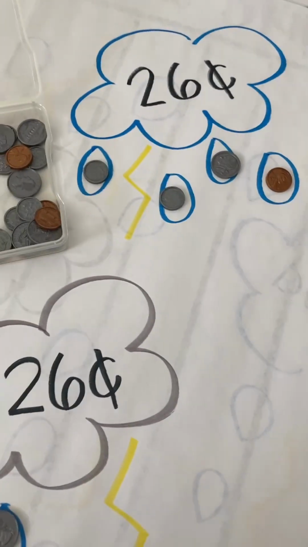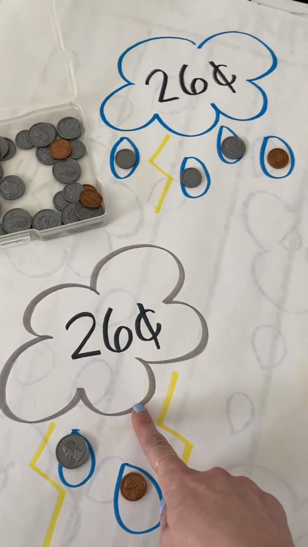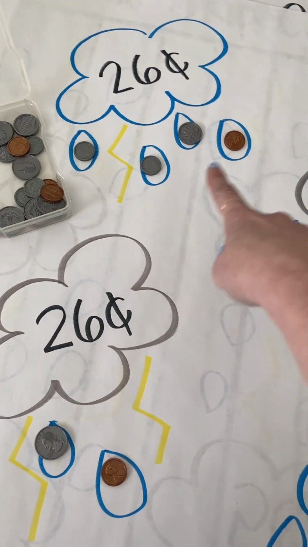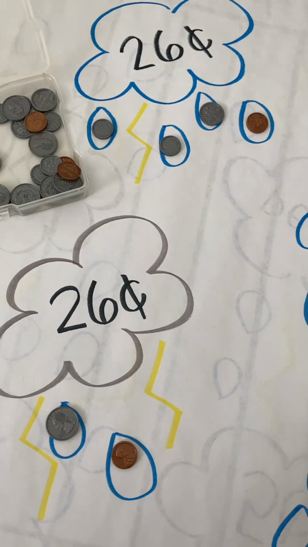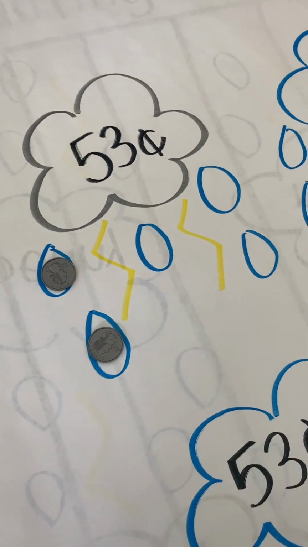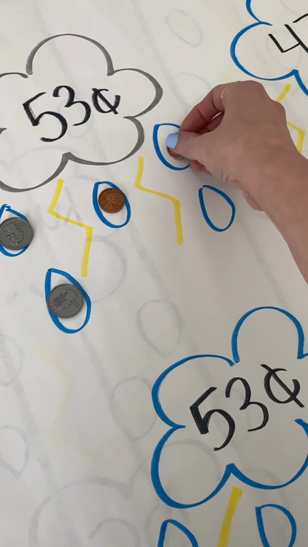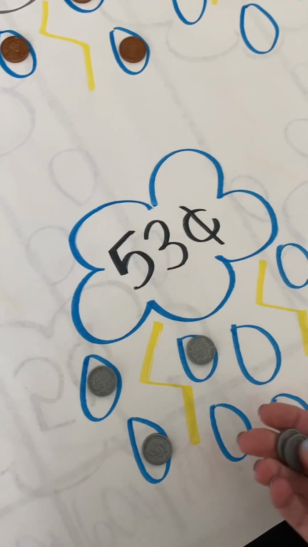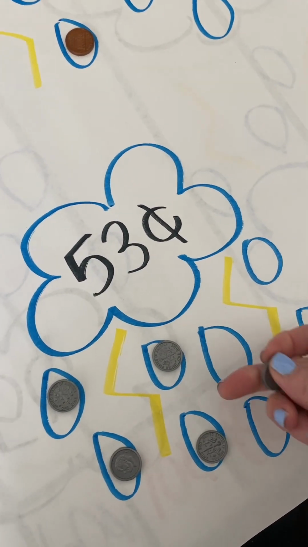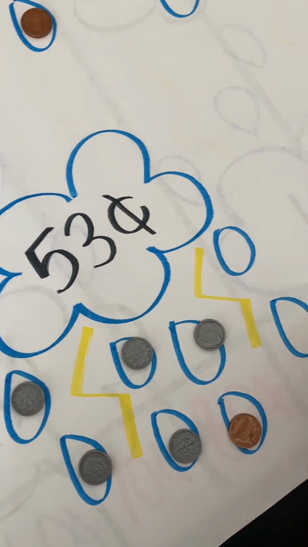And then if you wanted to, you could do the same amount in 2 different clouds, and they have to show 2 different ways to build that amount. Again, for 53, it could be 2 quarters and 3 pennies, or it could be 5 dimes and 3 pennies.